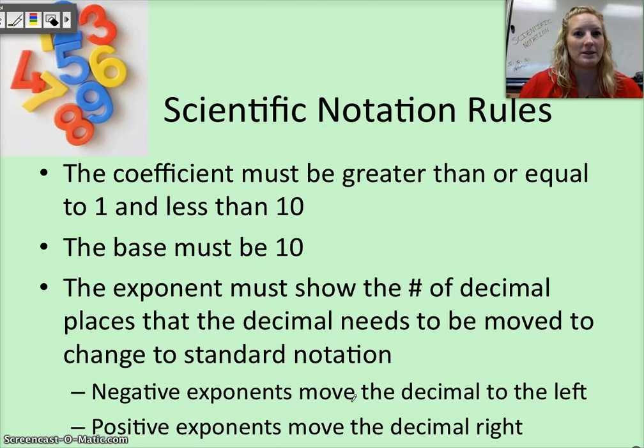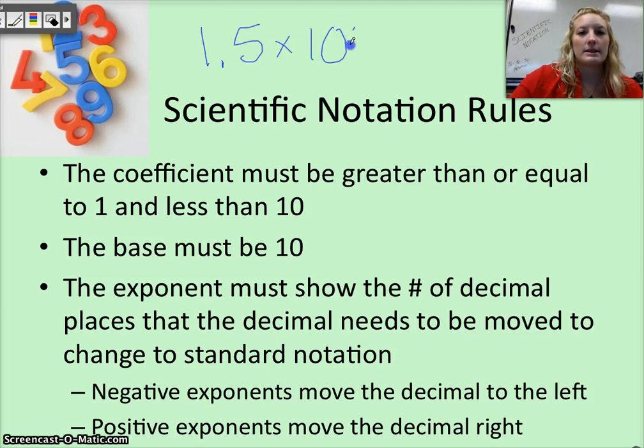Now, the rules. The example that we just had was 1.5 times 10 to the 6th power. The coefficient, this number right here, is always greater than or equal to 1 and less than 10. We are essentially moving decimal places and making it the simplest form, and in between 1 and 10 is the simplest form it can get. The base here is always 10, and this exponent shows you how many decimal places the decimal would need to be moved in order to make it the original number.